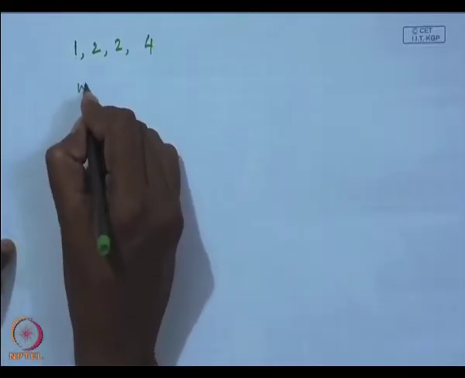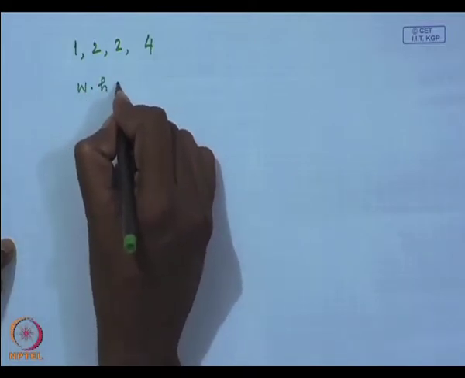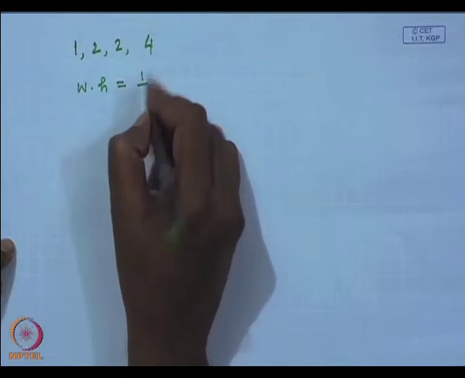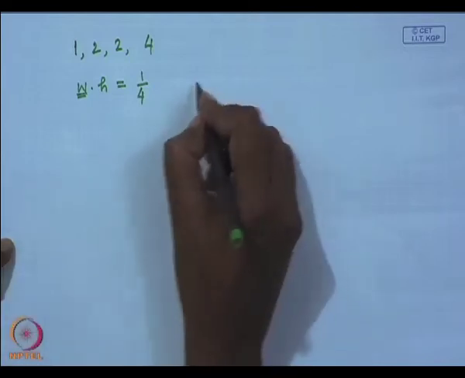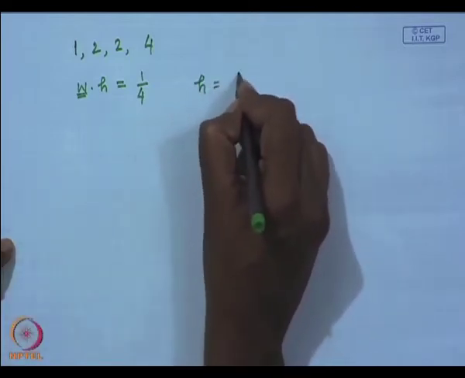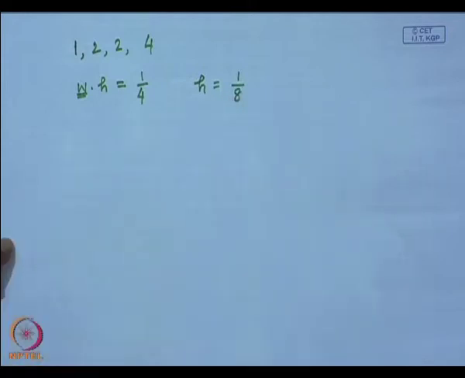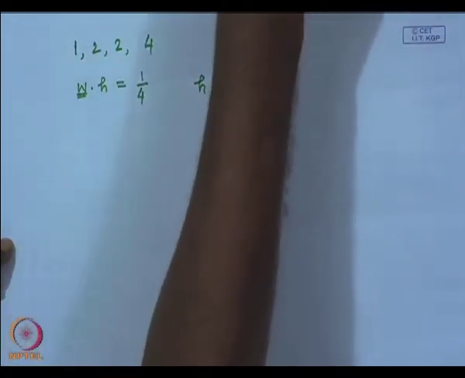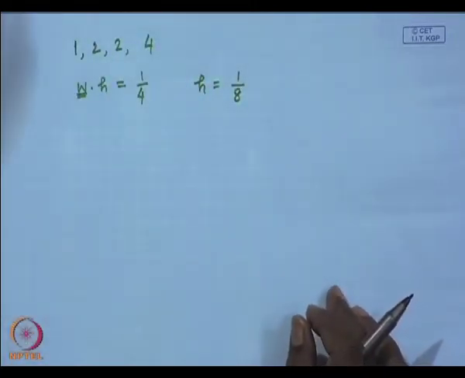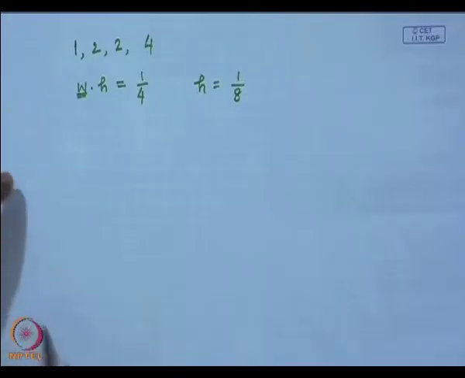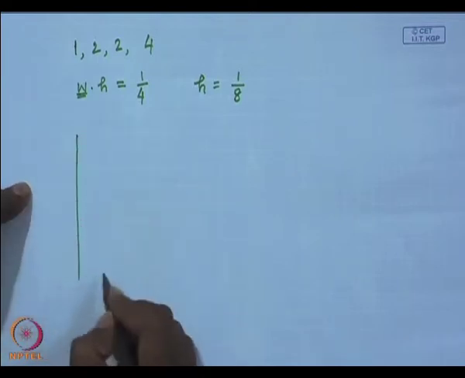So, width into height has to be equal to 1 by 4. Now, this width is 2. So, height of every window will be 1 upon 8 instead of 1 upon 6, which we had when we had only 3 samples. Now, we have 4 samples, though there are 2 samples at x equal to 2. So, when I have this, now let us try to estimate the probability density.